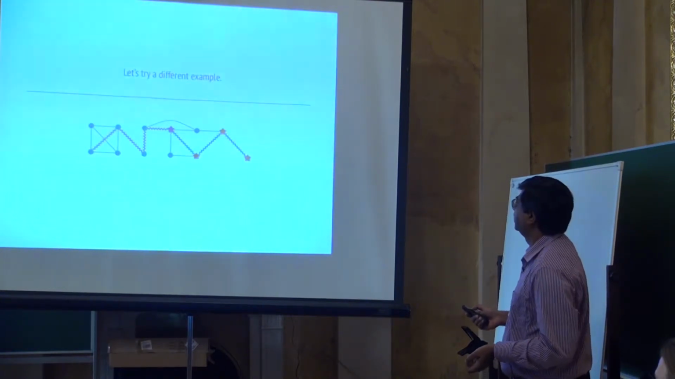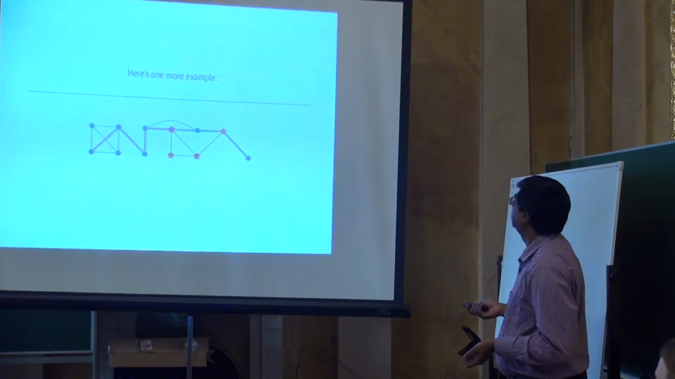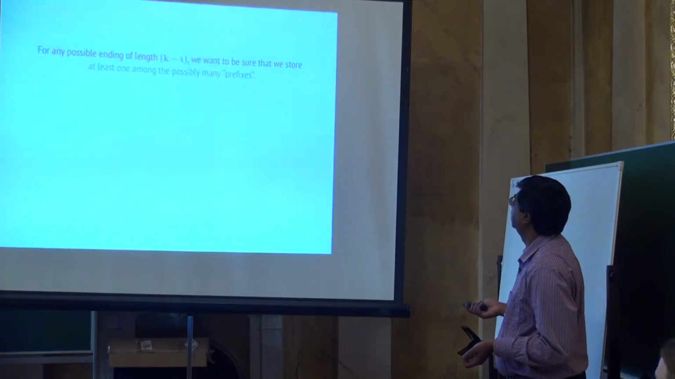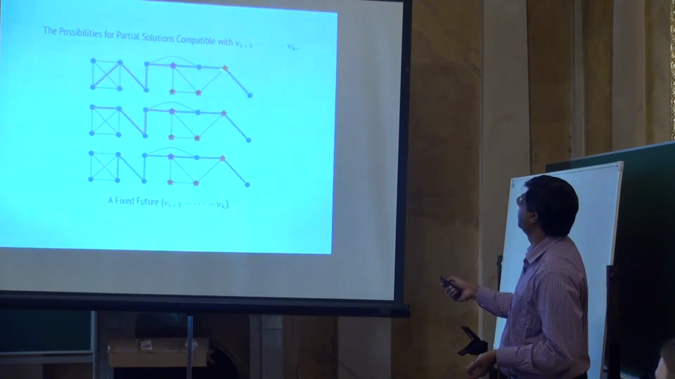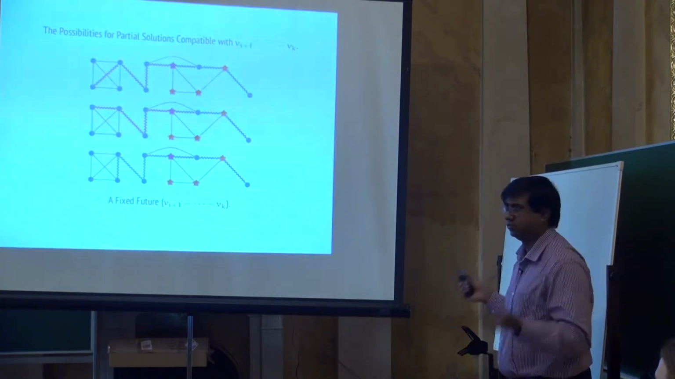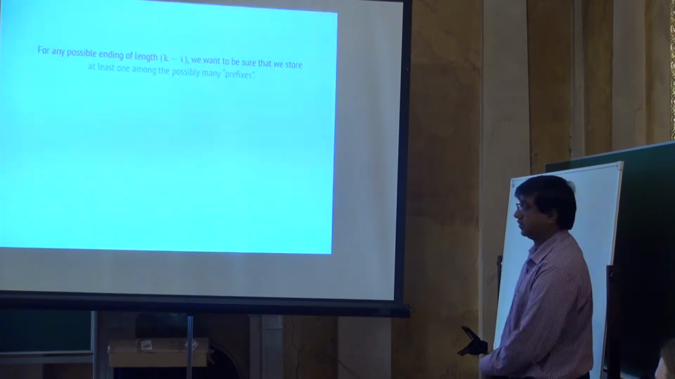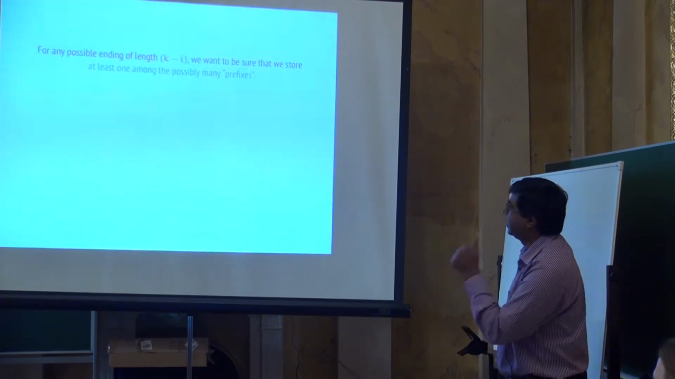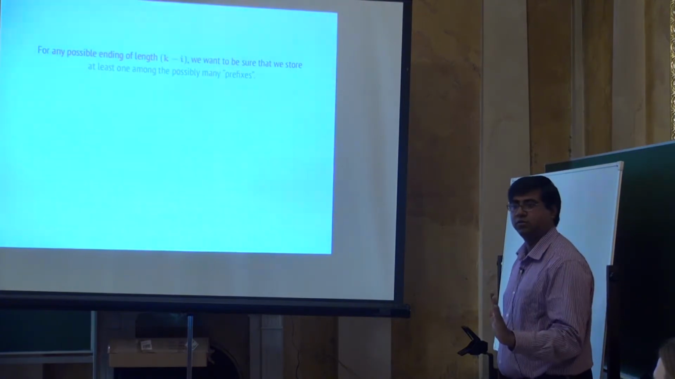And all I'm trying to say, let's try a different example. If this is your future, this is one way, this is another way, this is another way. So for any possible ending of length k minus i, we want to be sure that we store at least one among the possible many prefixes. This is our goal, right?